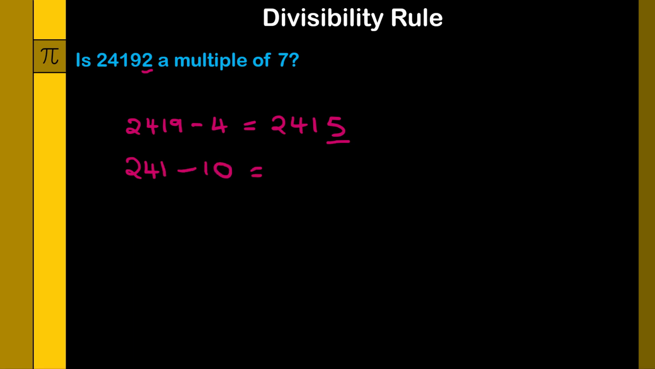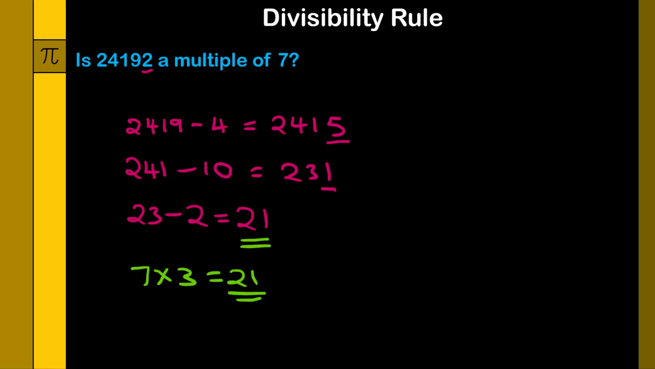241 minus 10 is 231. And once more, we take the unit digit and double it. You get 2. Deduct the 2 from the remaining number. 23 minus 2 equals 21. And we know 21 is a multiple of 7. That's it. Wasn't that quick? Within a couple of seconds, we were able to identify if a 5-digit number is divisible by 7.